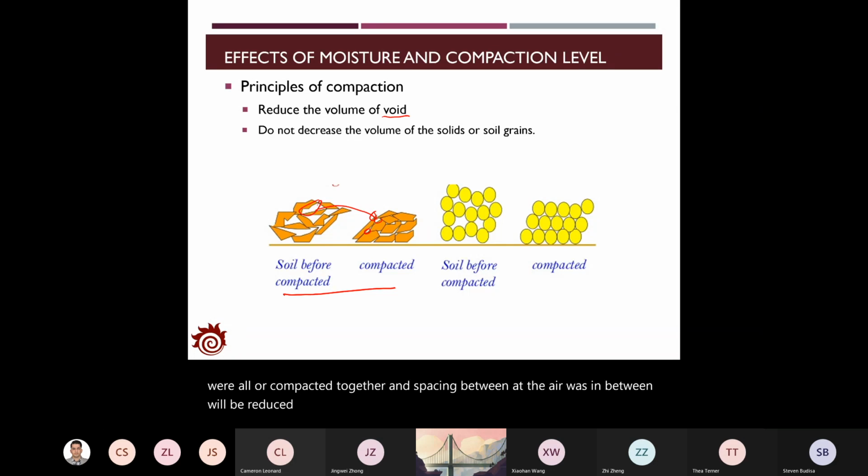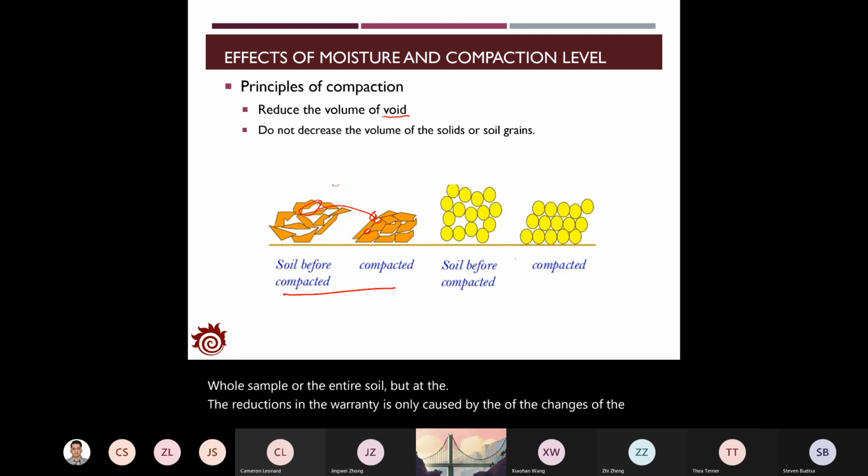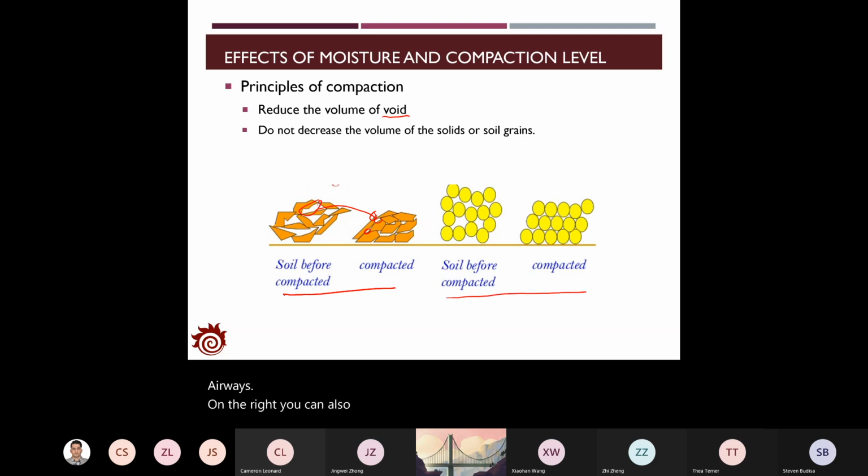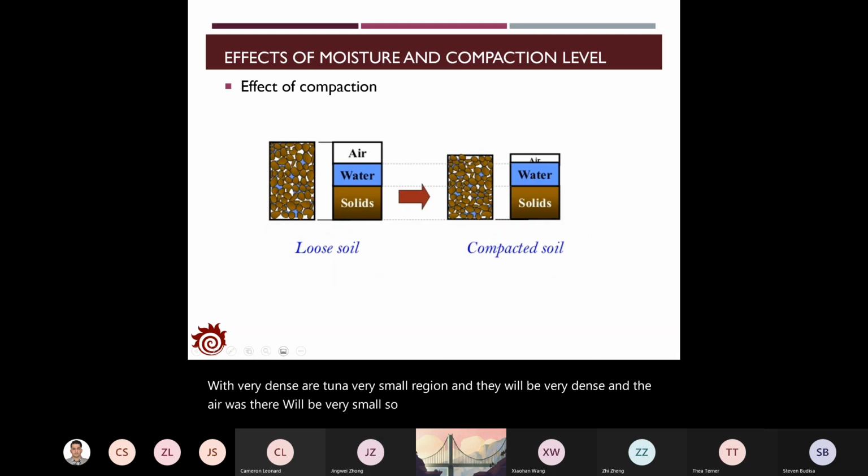So we reduce the volume of the whole sample or the entire soil, but the reduction in volume is only caused by the changes of the air voids. On the right, you can see a similar effect: those particles are compacted very densely into a very small region, and the air voids there will be very small.